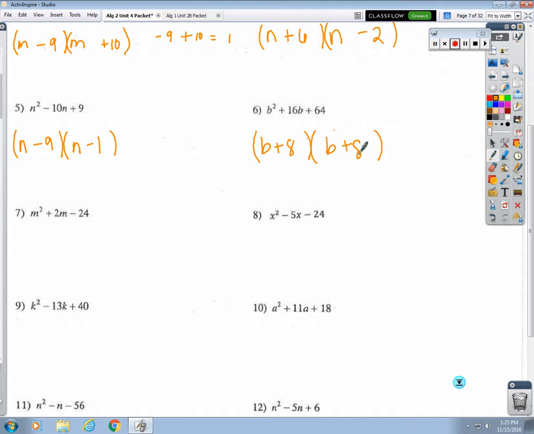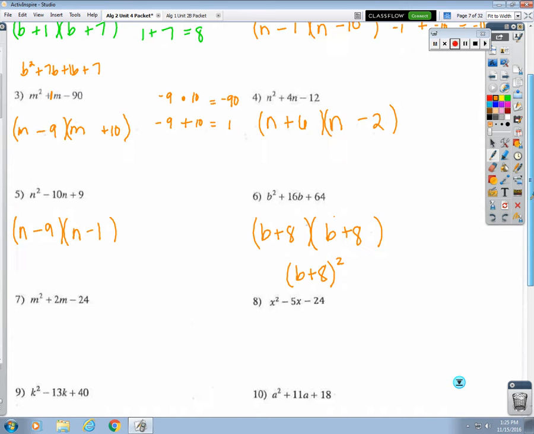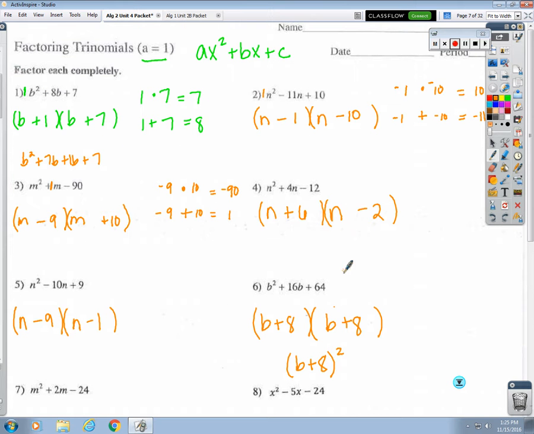Right. Now, sometimes, like on a test, you may see this written like this. B plus A squared, since they're the same factor. Okay, now, like I said earlier, every problem we've worked so far has been in this form, and every single one of them had an A value of 1. There was always a 1 as the leading coefficient, right? Now I want you to flip to the next page.